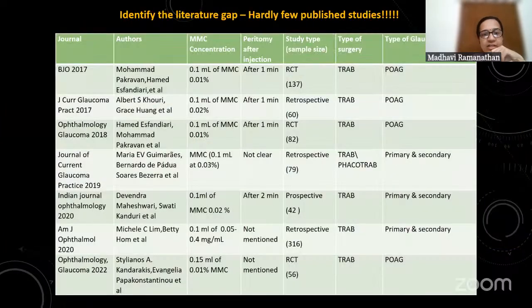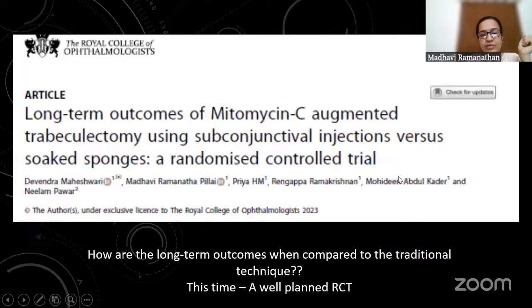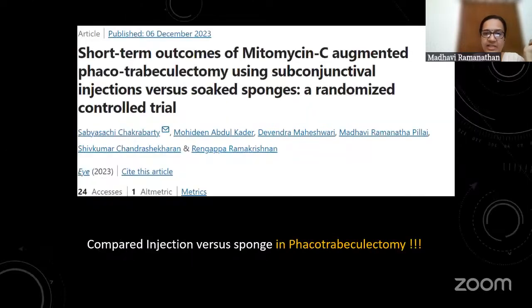Then we went to the literature and searched how many articles were already published for this particular research question, and there were hardly any publications. So from the research question came the first publication. We looked at the 1-year outcomes in a prospective comparative manner. Next research question came. Now that we had found that the technique is effective, we wanted to know whether it has good long-term outcomes. So this time we conducted a well-planned RCT comparing the two techniques.